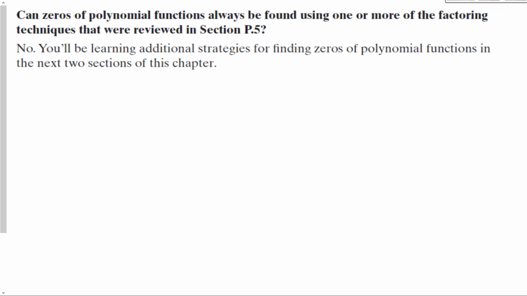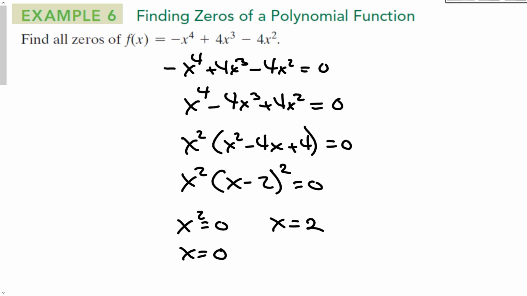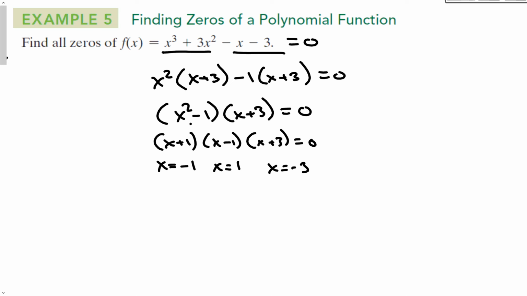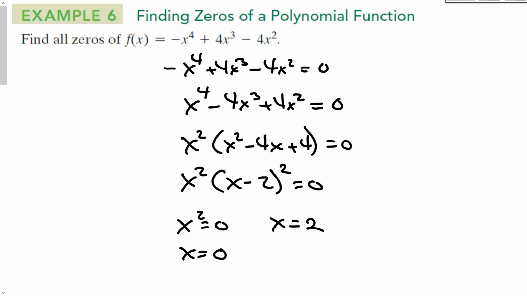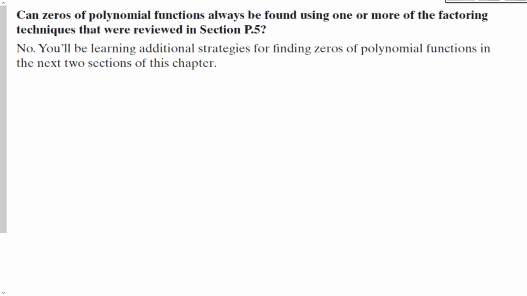Okay, can zeros of a polynomial function always be found by using one or more of the factoring techniques? Unfortunately, the answer is no. When we look at these functions in example 6 and in example 5, they were all really nice: in 5 they factored with grouping, in 6 they factored using quadratic techniques and greatest common factor. Unfortunately, that is not going to be our only method to factor and to find zeros of polynomial functions. They get much more complicated, and we'll look at that in the next 2 sections of this chapter.